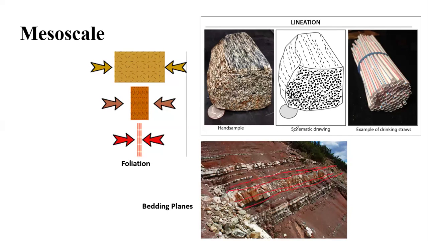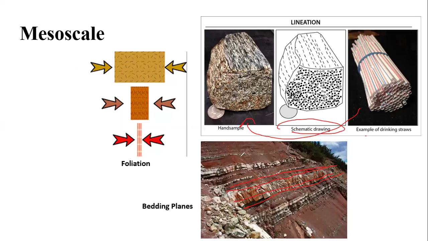So this is the schematic drawing. This is just an example using drinking straws. If you pack them nicely in this order, this resembles what's happening in a hand specimen. So can you now see that this rock resembles the lineation, the linear structural features in the deformed rock? Okay. So all these things can be observed using the mesoscale.